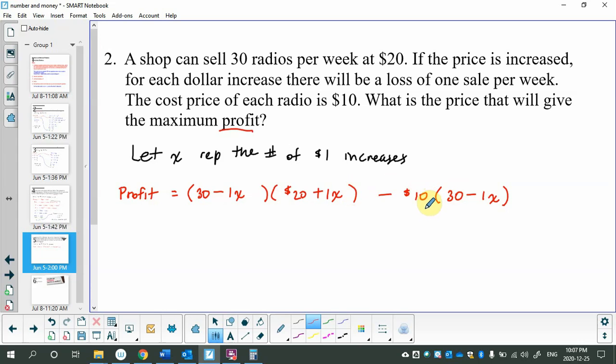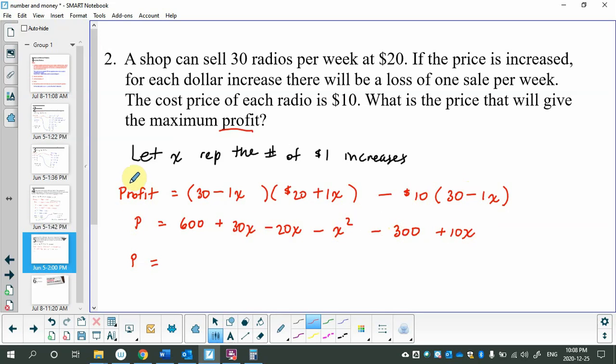So, do you want to do the product rule and then this, or do you want to FOIL? The answer is entirely up to you. I'm going to FOIL. 600 plus 30x minus 20x minus 1x squared minus 300 plus 10x, collect like terms.